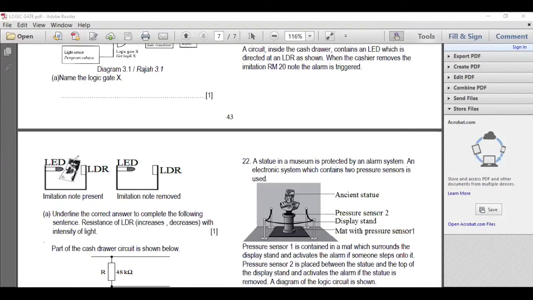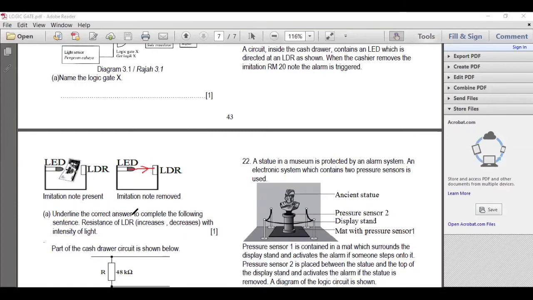So when the cashier removes the imitation note, the alarm will be triggered. What happens is, when the note is there, the signal from the LED cannot reach the LDR. But the moment you remove the note, the signal from the LED reaches the LDR, so automatically the alarm is triggered. This is a smarter way, because when you press a switch, people will know. But when you remove the money, the alarm is automatically triggered.